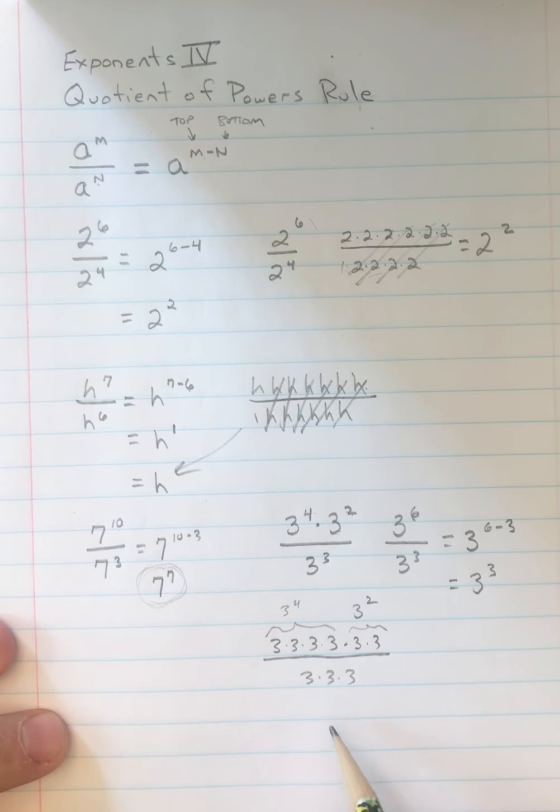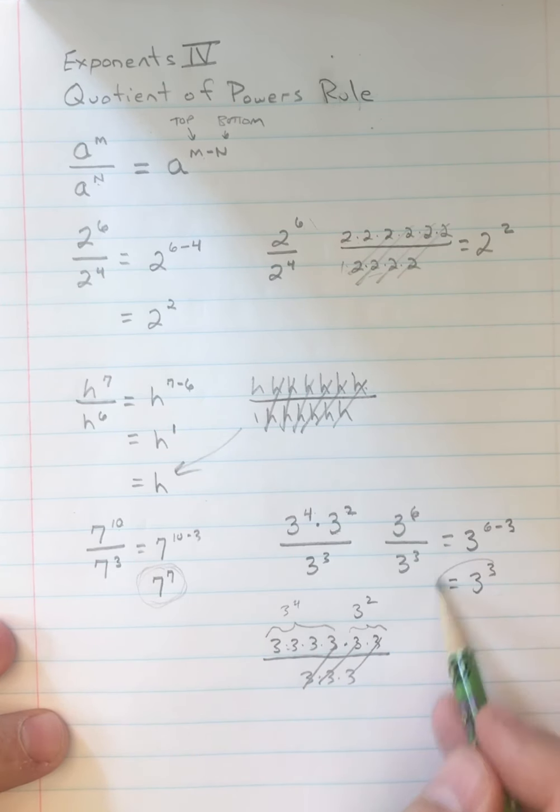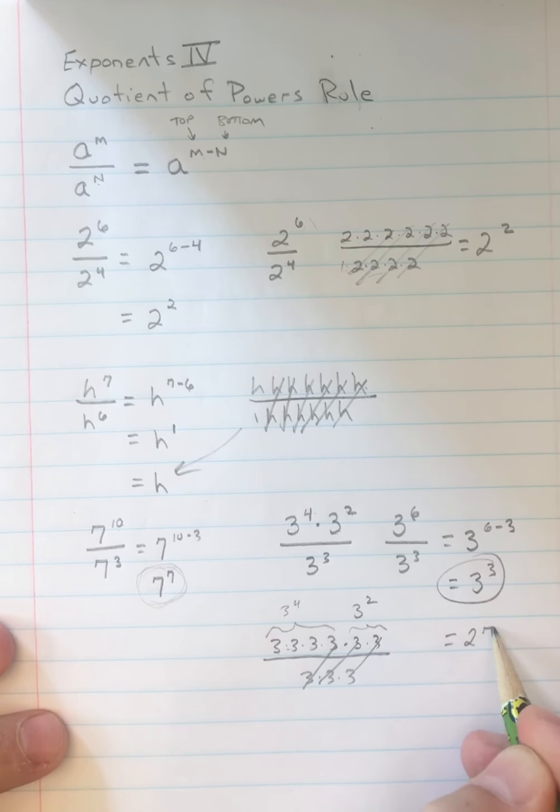If I did some quick reduction here, I would cancel, cancel, cancel, and I'd be left with these three 3's, and that's how we end up with 3 to the third. And of course, if you wanted to simplify, it would be 27.